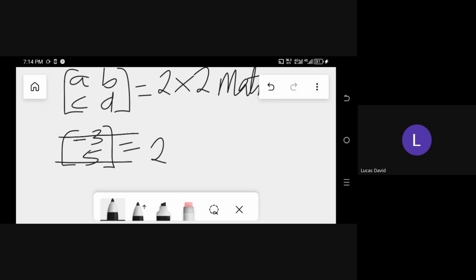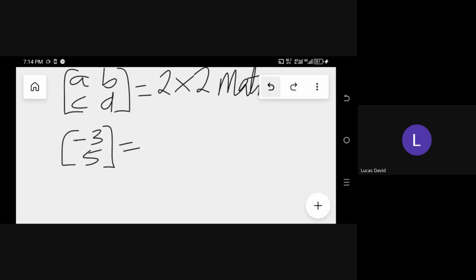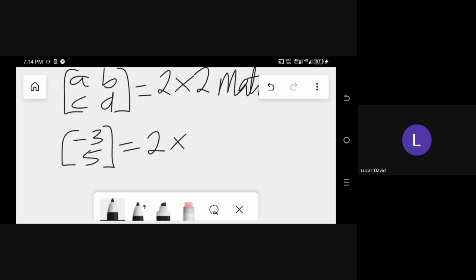We'll say 2 by, now we have to count the number of columns. The number of columns are counted vertically. So if we count vertically, we have just one column. So this matrix would now be a 2 by 1 matrix.